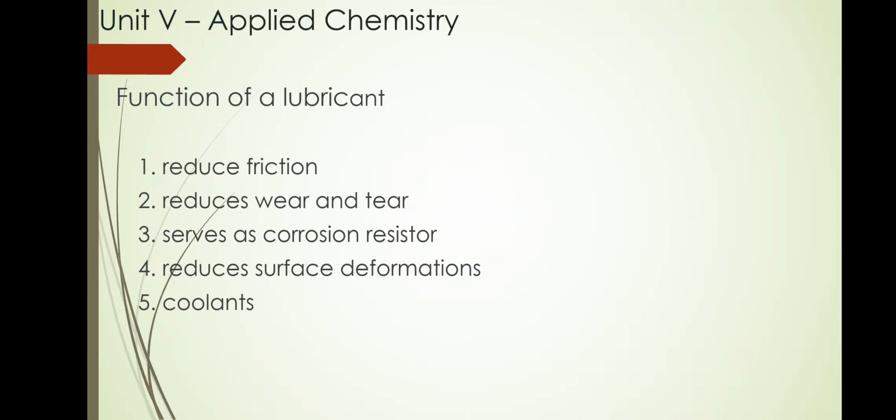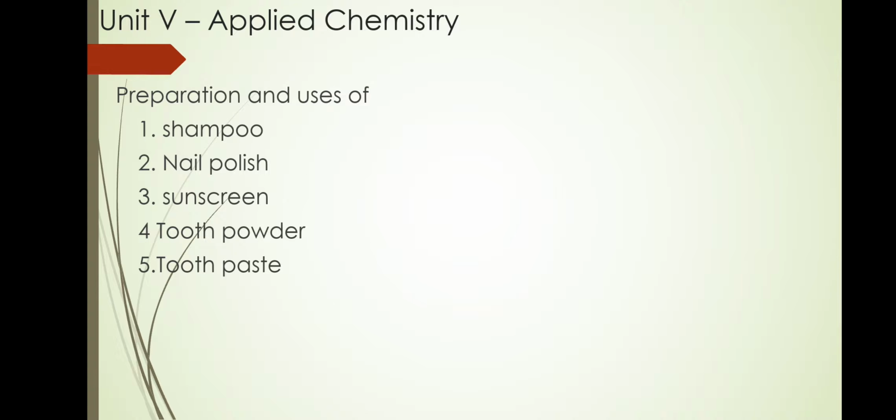The main function of lubricant is to reduce friction, then it reduces wear and tear, serves as corrosion resistor, reduces surface deformation, and even acts as coolant. We have already seen different types of lubricant: liquid, solid, and semi-solid. Then we have seen preparation and uses of shampoo, nail polish, sunscreen, the ingredients needed and how they are prepared. Today we will go to tooth powder and toothpaste.